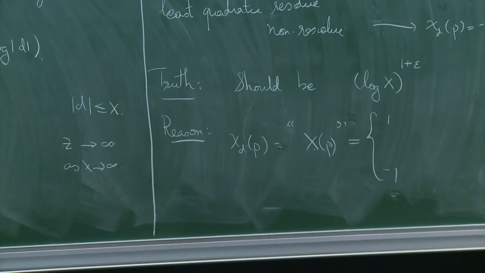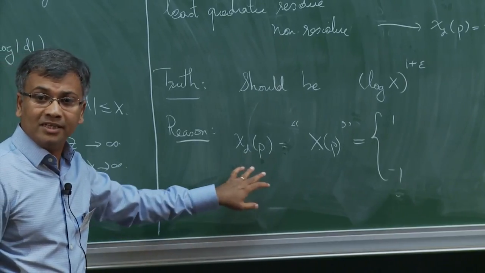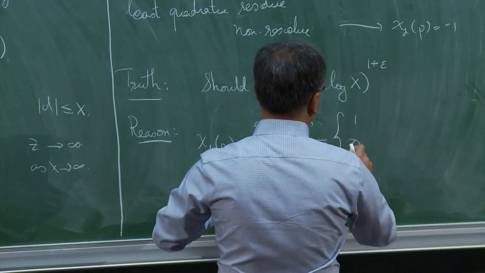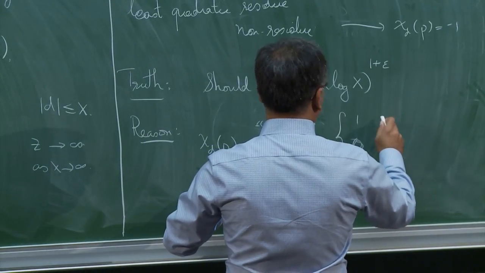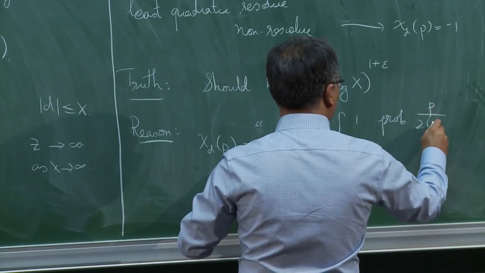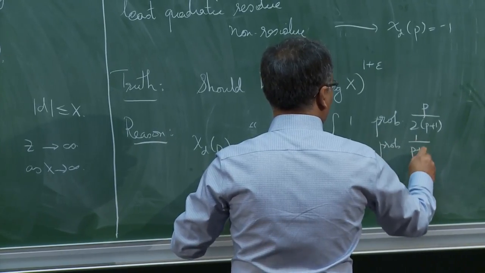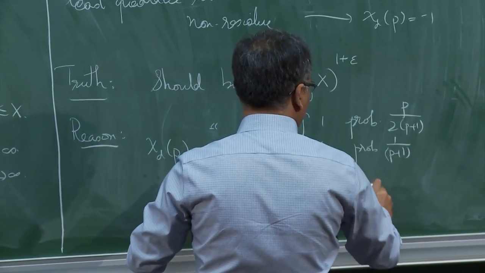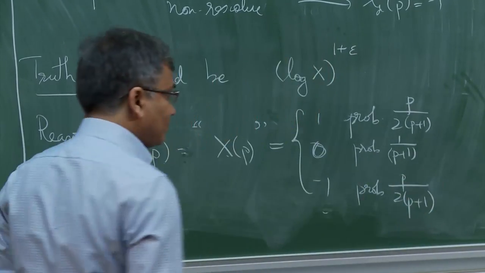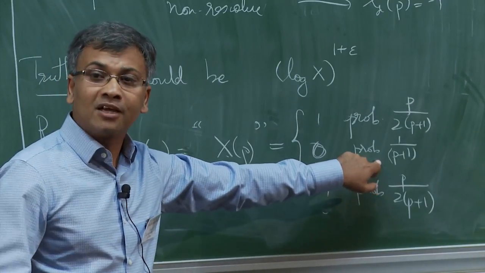But you might want to be a little bit careful because there is a third possibility that the value could be 0 when p divides d. Okay? So let's allow for that possibility. And then you can work out that the right probabilities here are: this is with probability p over 2 times p plus 1. This is with probability 1 over p plus 1. And this is with probability p over 2. So this is approximately 1 over p. It's 1 over p plus 1 because d is conditioned to be square free.